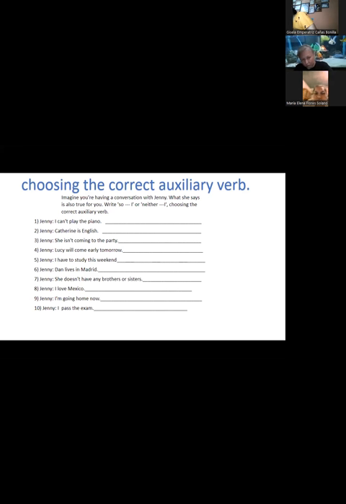Entonces, es la misma estructura. Pero en este caso, will es para referirnos al futuro. Cuando hablamos de que yo también lo haré. Ah, Lucy vendrá mañana temprano. Hey, yo también. Entonces, so will I. O I will too. Okay, number five. I have to study this weekend.